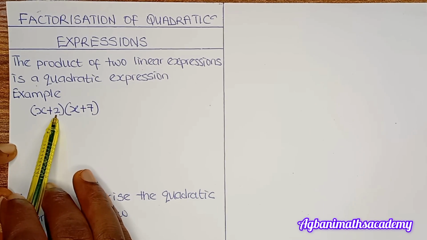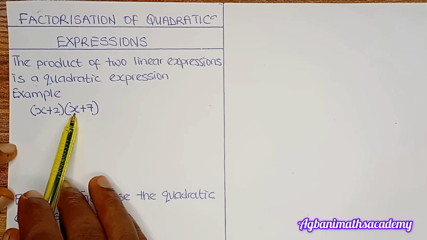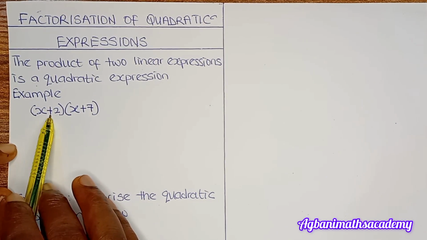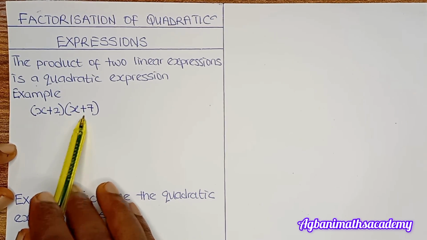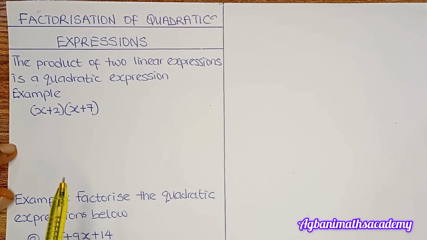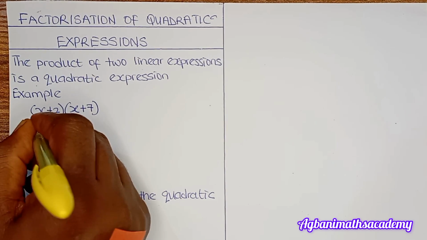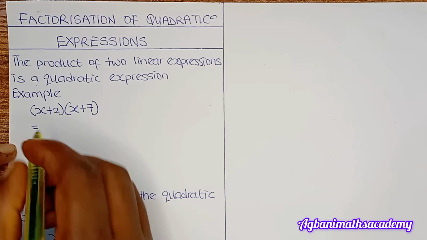We have x plus 2 multiplied by x plus 7. X plus 2 is a linear expression. X plus 7 is a linear expression. When you multiply them, you are going to get a quadratic expression. Let's see that. So x multiplied by x will give us x squared.